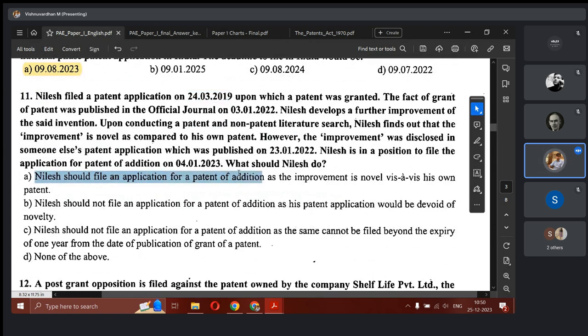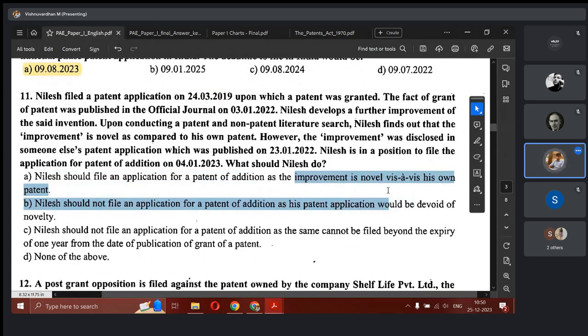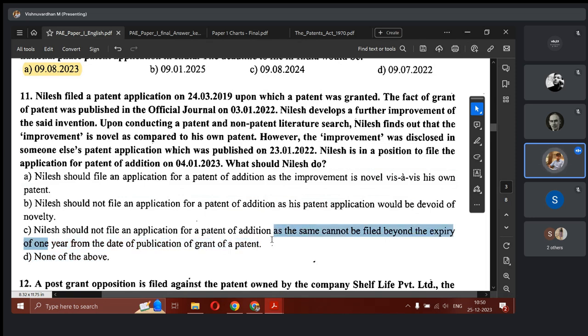Option A: Nilesh should file an application for a patent of addition as the improvement is novel vis-a-vis his own patent. So they're saying even if the novelty fails with respect to another application, it's still novel with respect to his own invention. So he should still file for it. Second one, Nilesh should not file an application for patent of addition as his patent application would be devoid of novelty. So they are saying since there's no novelty because of another application, he can't file it. Third one, Nilesh should not file an application for patent of addition as the same cannot be filed beyond the expiry of 1 year from the date of publication. Complete rubbish, it's wrong.